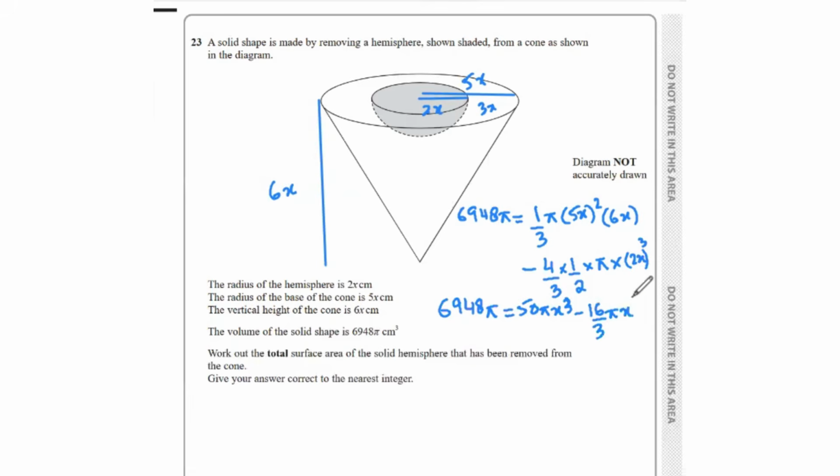So 6,948 pi equals, if we simplify this, 50 pi x cubed minus 16/3 pi x cubed. Since all the terms have a pi, we can get rid of the pi. So we have 6,948 equals 50x cubed minus 16/3 x cubed. So 16/3 can be converted into a decimal, just 5.3 recurring. So 50 minus 5.3 recurring is 44.666, and then 6,948 would get divided by 44.666 to get x cubed. So divide the two.